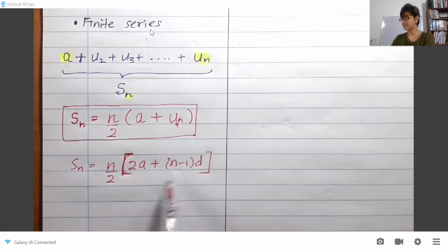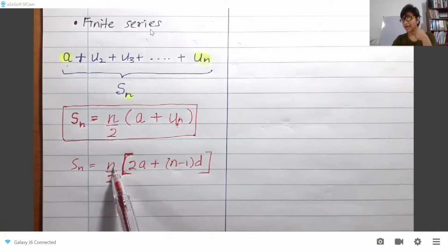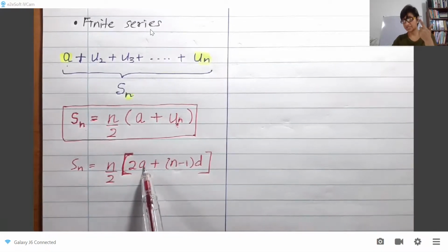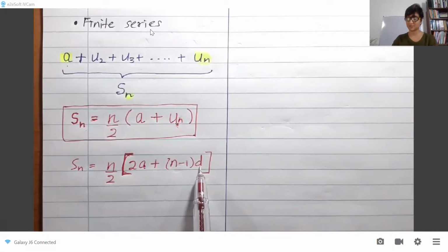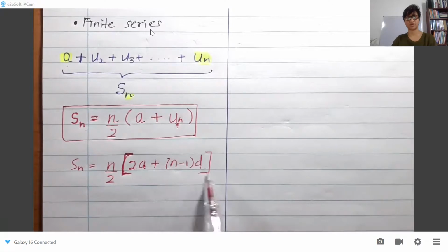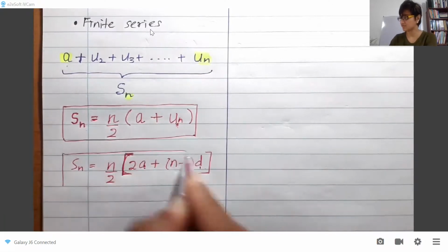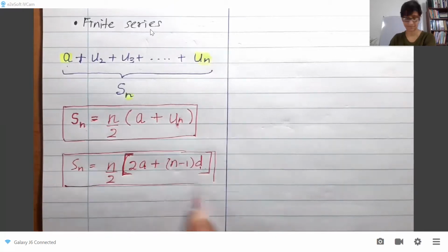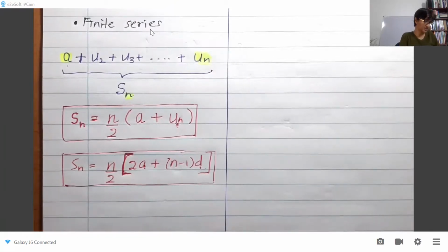Because now you have a different set of information. That means you can find the sum of n terms when you know how many terms you're adding, n, when you know the first term and the common difference. You don't have to know the last term. See, you don't have the last term in this formula. So that's another useful version. All these formulas are given in your formula sheet. That's another thing I want to remind you.